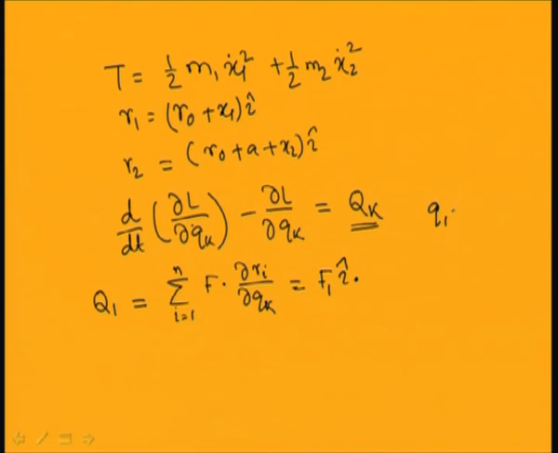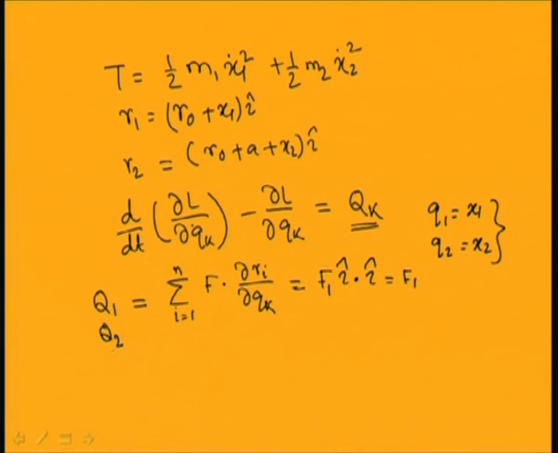So, q1 equal to x1 and q2 equal to x2. Using this, when I differentiate with respect to q1 or x1, r1 gives only i. So this becomes f1 i dot i, which becomes f1. So the generalized force Q1 equals f1, that is f sin omega t. Similarly, one can find Q2.